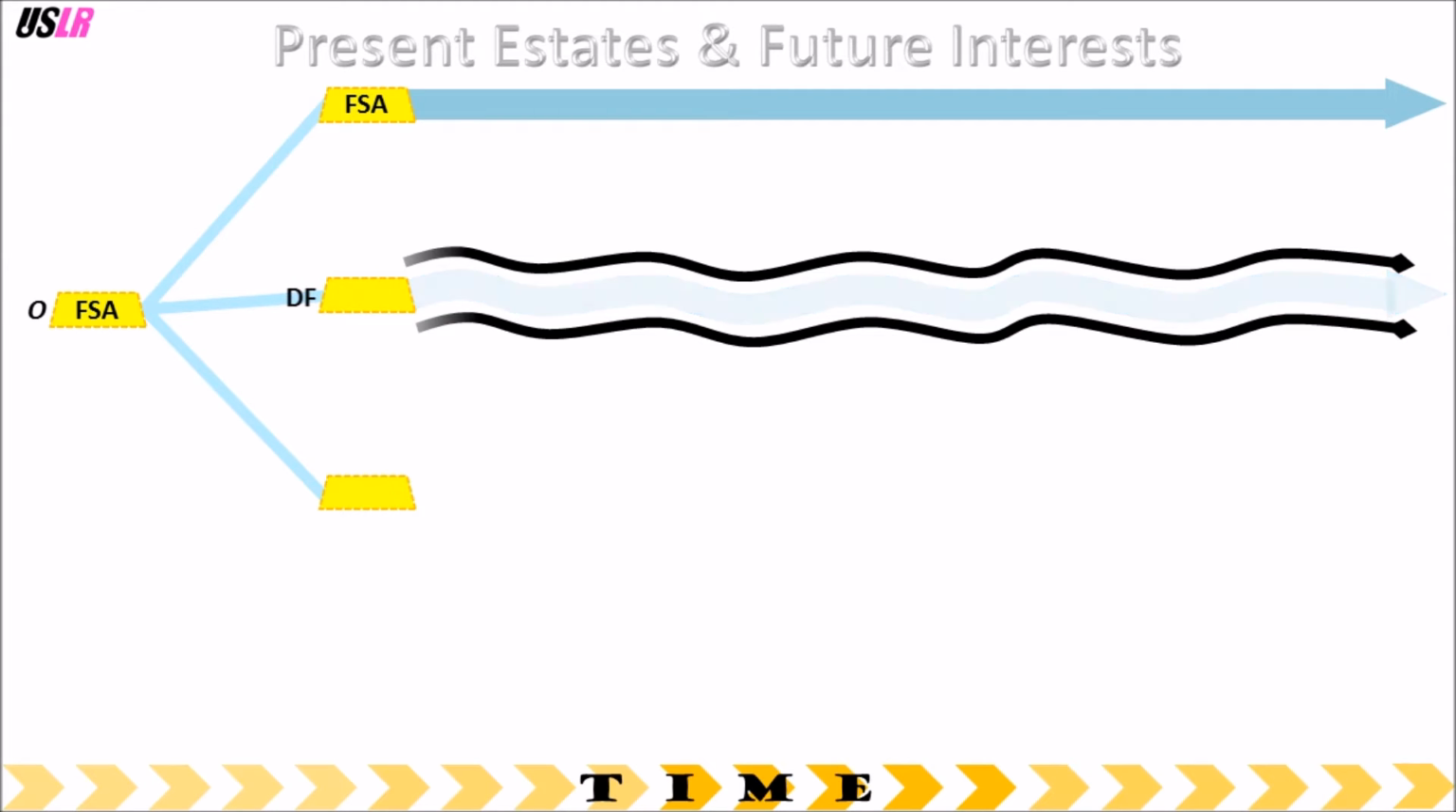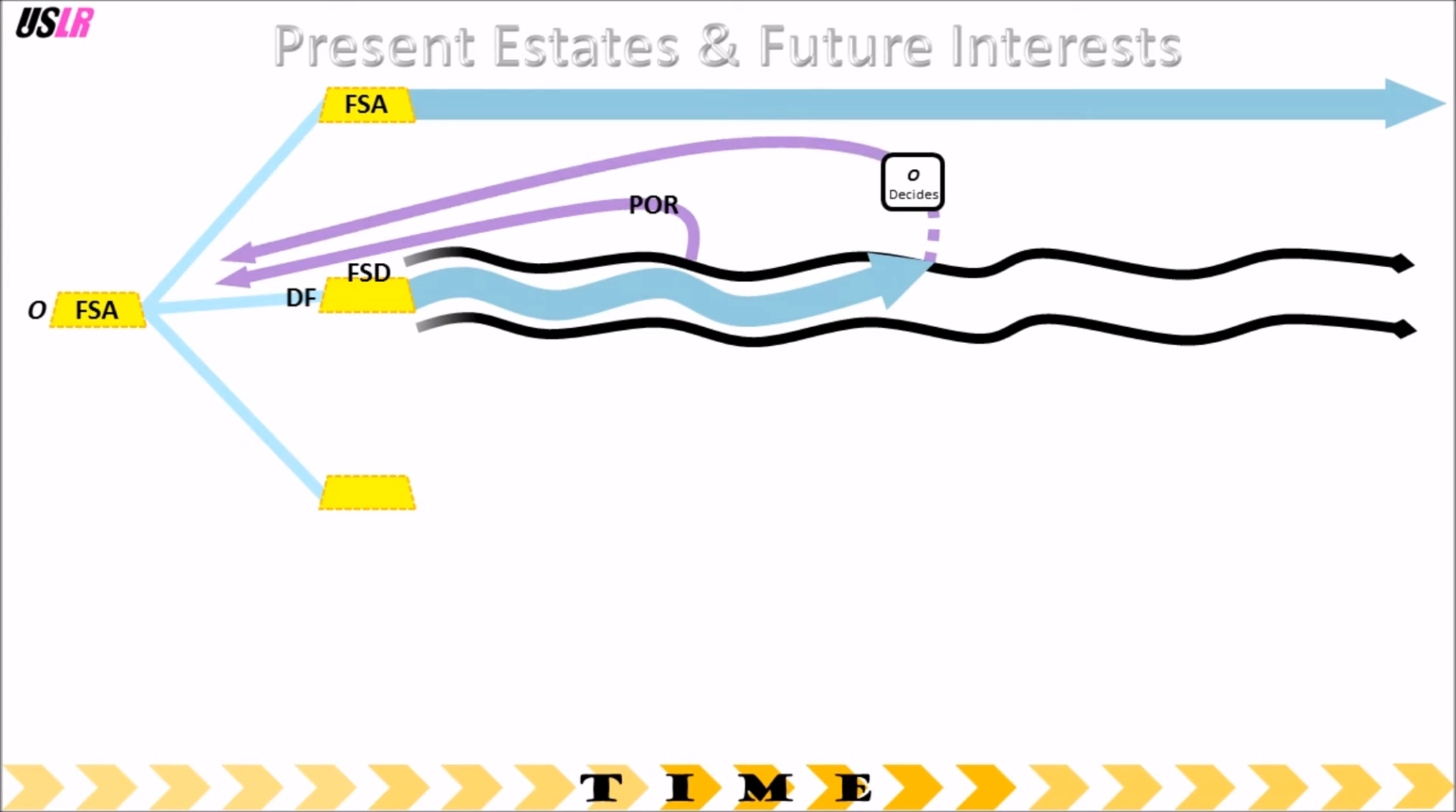When the condition is triggered, the first variation will transfer the land back to O, where the present estate is called a fee simple determinable, and the future interest is called a possibility of reverter. The second variation might transfer the land back to O. It depends on if O chooses to take back the land. Here, the present estate is called a fee simple subject to condition subsequent, and the future interest is called a right of entry. The third variation will transfer the land to someone else, where the present estate is called a fee simple subject to executory limitation, and the future interest is called an executory interest.